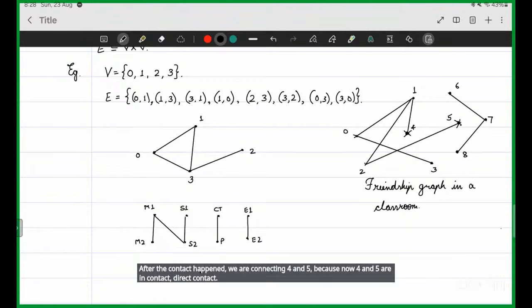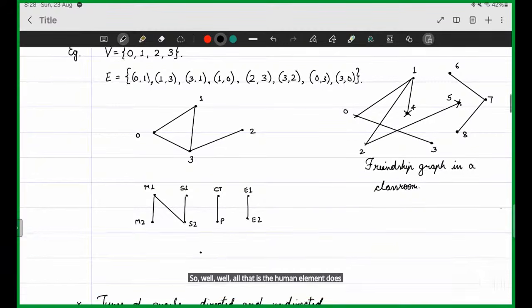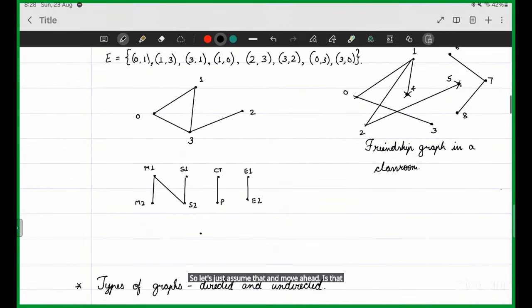Asking you, four could say that five helps four, but they need not be friends. It can be a transaction also, right? Okay, now I got it. The human element does come in. If 4 follows 5, then 5 also follows 4. Ultimately, it is not the thing, but they come in contact. Coming in contact is not necessarily friendship, right? So let's just assume that and move ahead. Is that okay? Yes, sir.